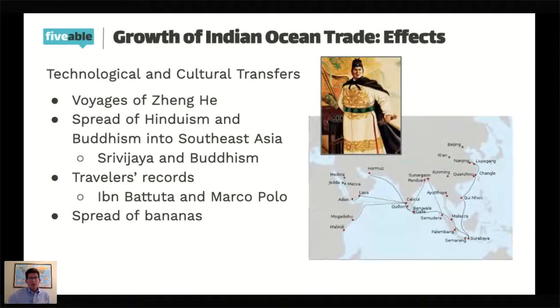All right, last couple things with the effects of the growth of Indian Ocean trade. As I mentioned, technological and cultural transfers are really, really important. Some examples of this we see are the voyages of Zheng He, which occur during the Ming Dynasty that we just mentioned in China. Zheng He, and you can see his voyages here, made connections between China and places all across the Indian Ocean.